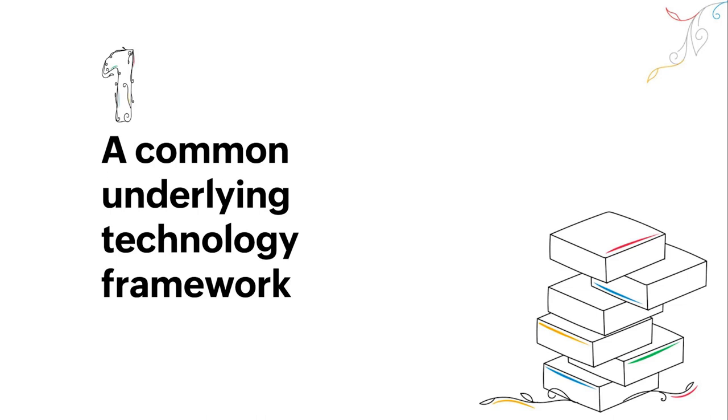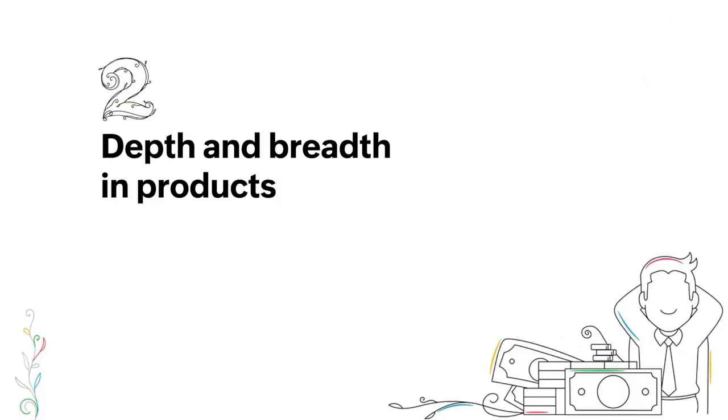While in Zoho, we have built all our 50 plus products in the Zoho suite on a common underlying technology framework. And that directly influences our depth and breadth in products, because once we have that common technology underlying, we are able to move fast to seize opportunities and develop new products. That's something that I mentioned as the dynamism in the economy itself.